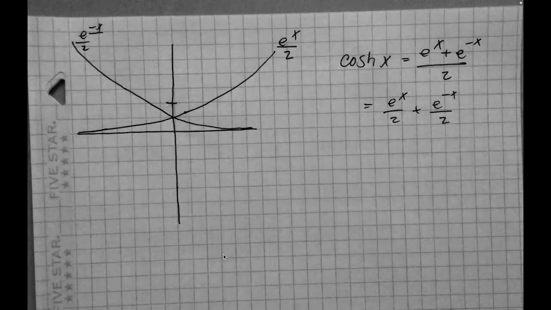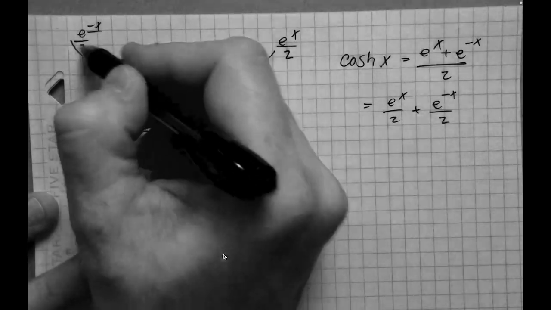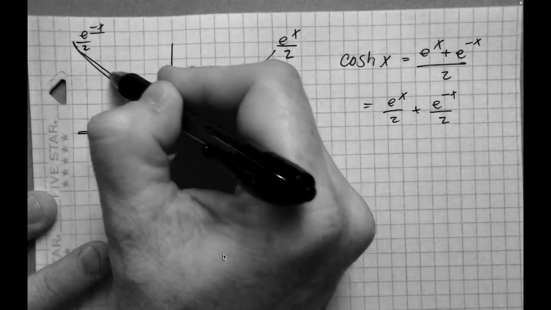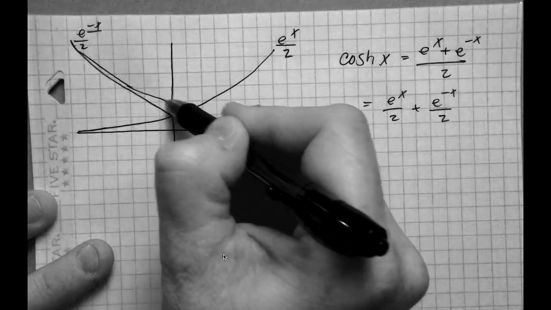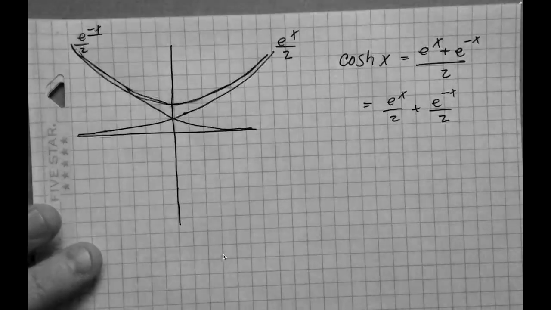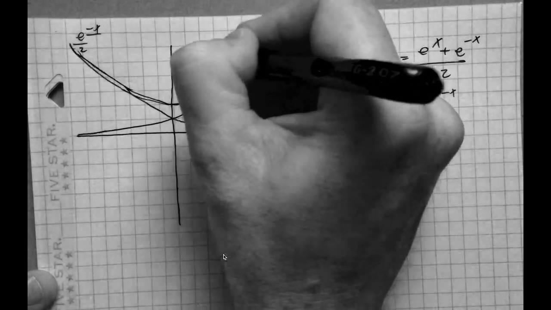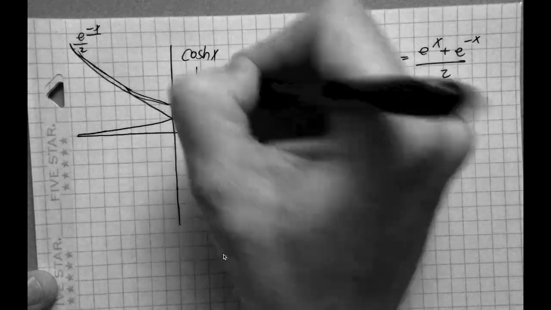Okay. And so what does the hyperbolic cosine do? Well, it's the sum of these two, right? So it's going to hug these lines, and it's going to come down and kind of do this. Sort of like a bowl right in the middle of them. And so the cosh is this guy.